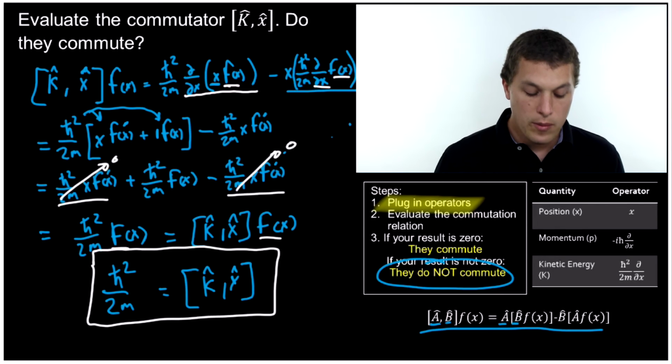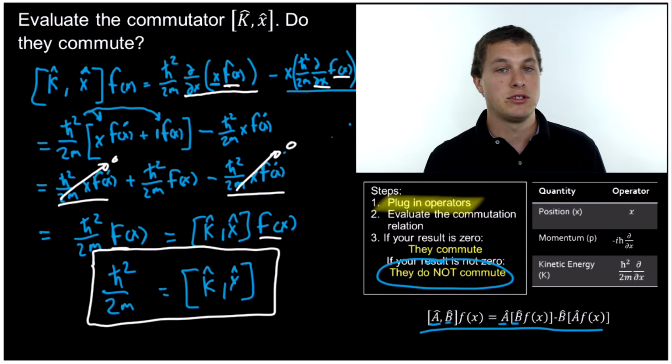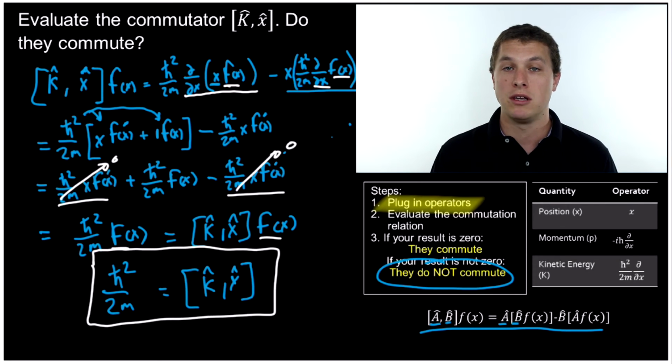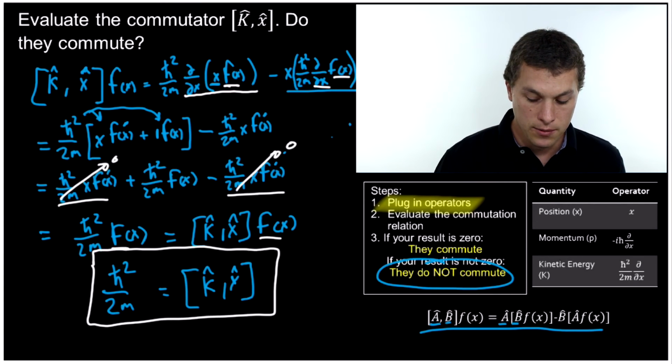What does that mean? Remember, that means we can't measure position and kinetic energy at the same time to unlimited precision. There's a limit on how well we can know position and how well we can know kinetic energy in the quantum world. Unlike in the classical world, where I can know the position and momentum as well as my instruments will tell me. Here, even if I have perfect instruments, there's going to be a limit on how well I know position and kinetic energy. Let's take a look at one more commutator.